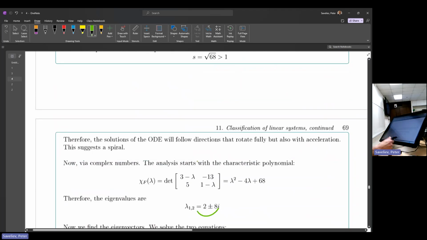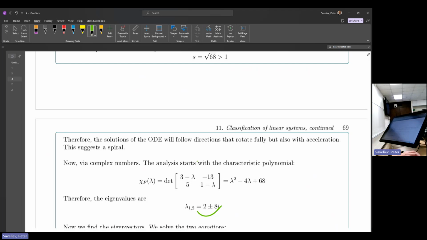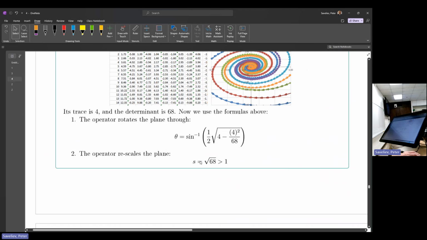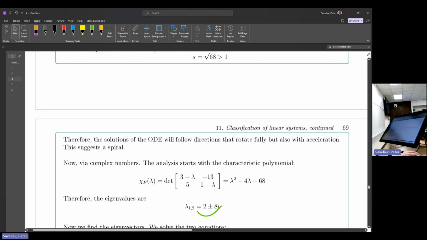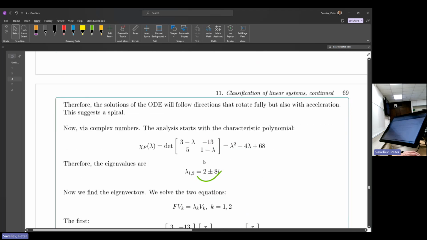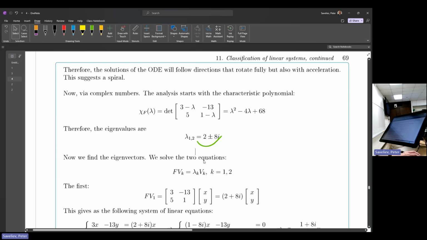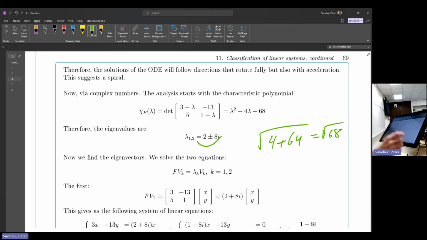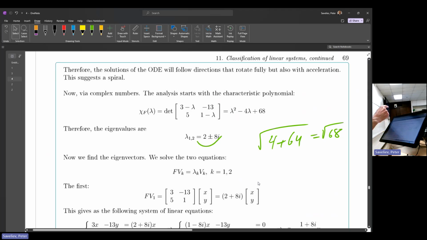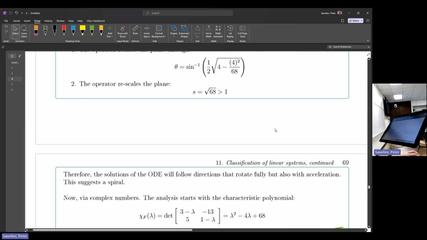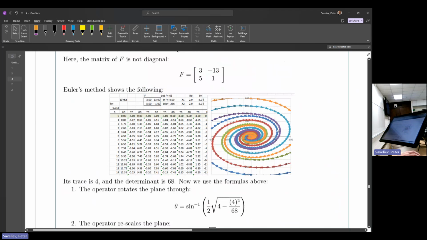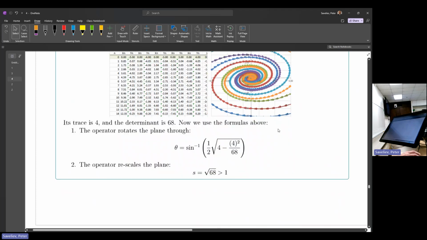We compute the two complex eigenvalues, so they're not purely imaginary anymore, which means that there will be some stretch. And the rotation comes from the argument of our complex number, and the stretch comes from the modulus. So the modulus of 2 plus 8i is the square root of 4 plus 64, so the square root of 68. Okay, so it stretches by a factor of square root of 68. And every time you stretch more and more, it's a number larger than one. So that's why we are moving away from the origin rather than towards it.